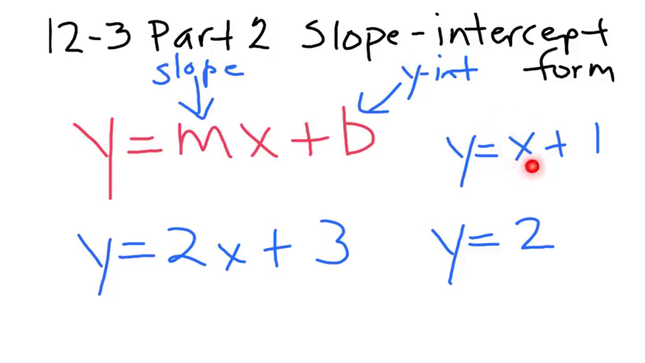So, look at this equation. There's an x, there's no number on it. What have I always said to you about plain x's and putting a number? Is it okay to put a 1 there? Yes. So the slope of this equation is 1 and the y-intercept is 1.